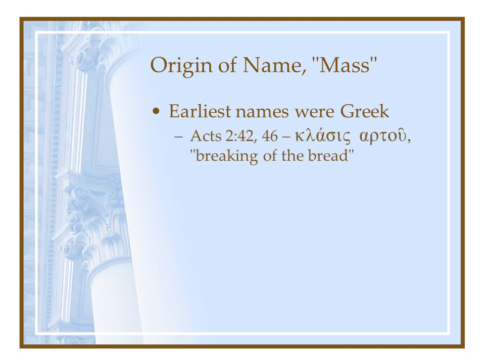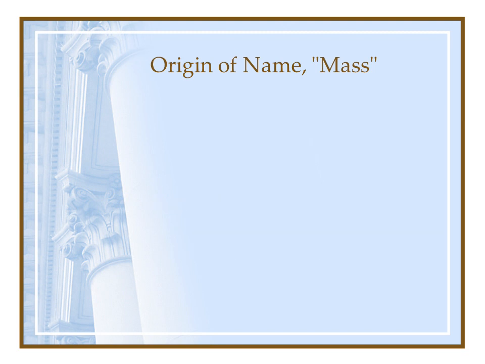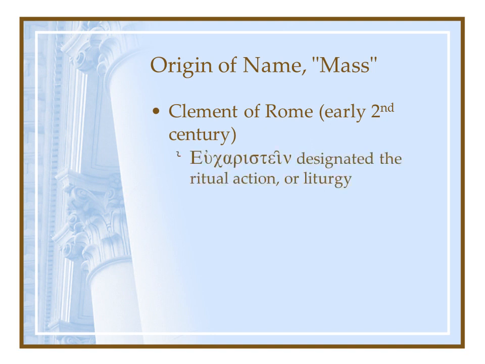Again, from the Acts of the Apostles 2:42 and 2:46, we get the earliest name for the liturgy, the breaking of the bread, the klasis tou artou in Greek. From earliest time, a distinction was made between the consecrated elements, the bread and wine, and the entire ritual action during which they were consecrated. At the time of Clement of Rome, in the early 2nd century, the term Eucharistein was used in connection with the ritual action or liturgy.